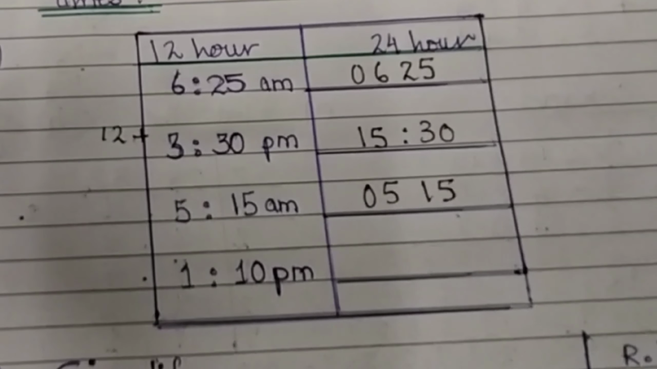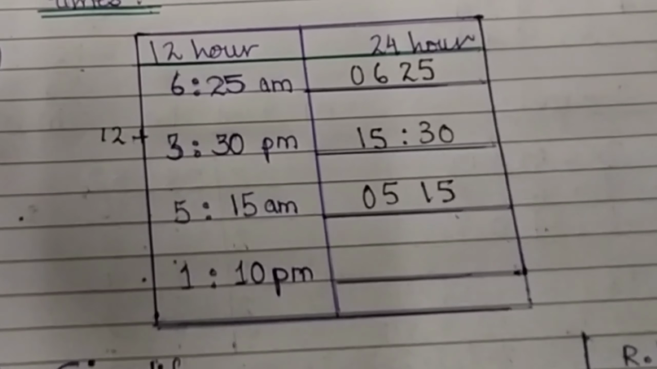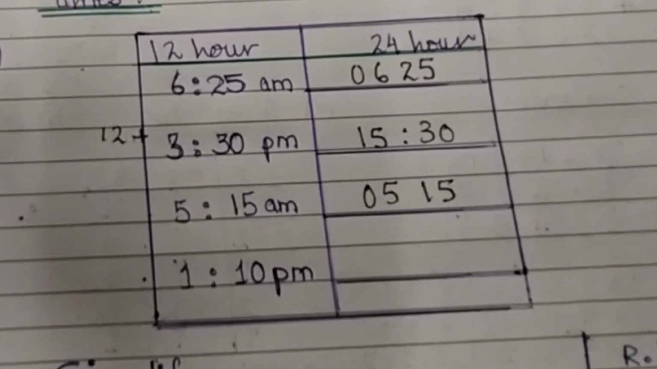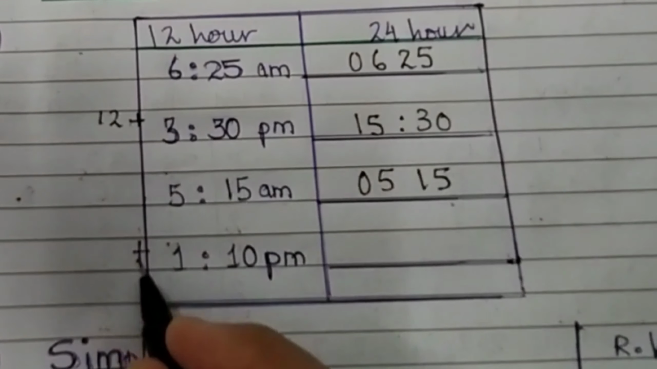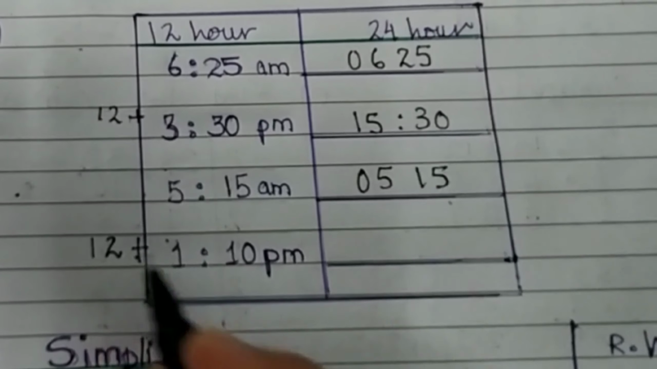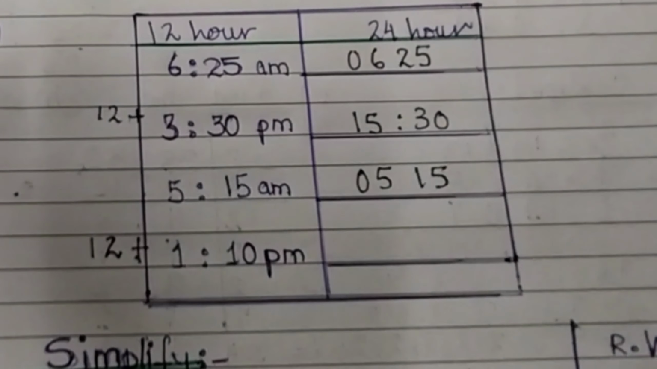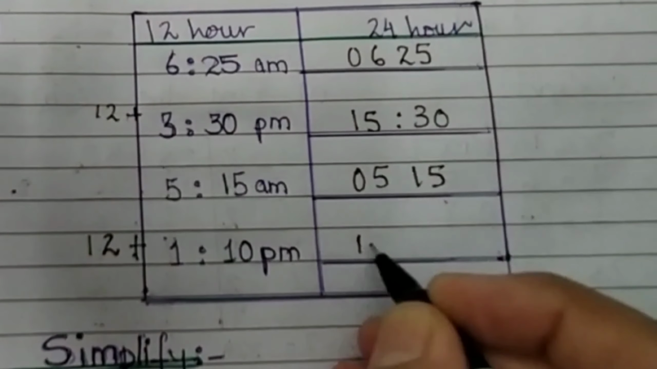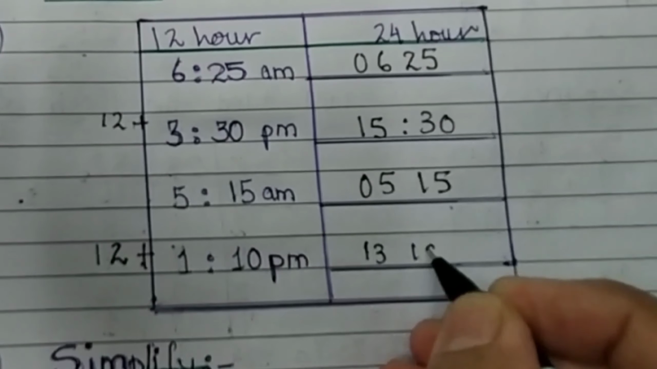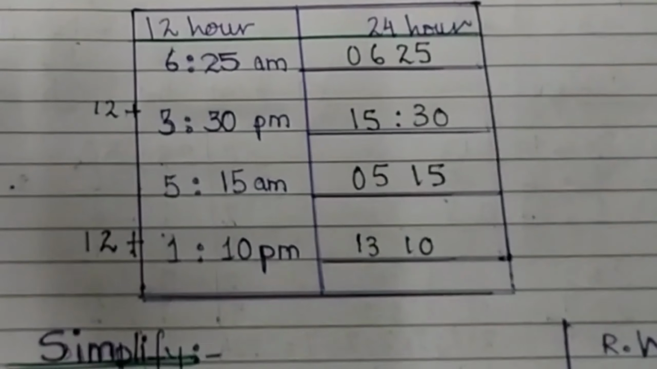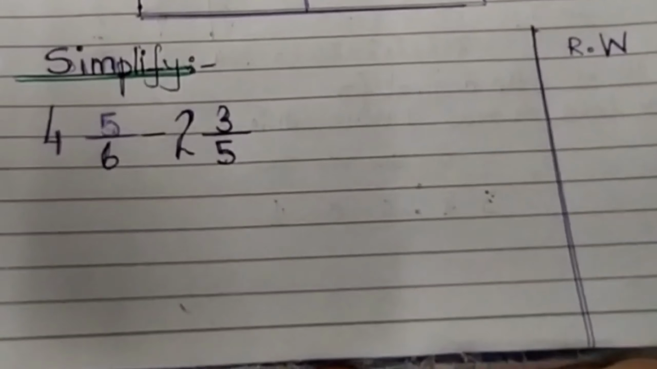1:10 p.m. PM means it's the afternoon time. After 12 o'clock noon, the PM starts. 1:10 p.m., 1 o'clock in the PM, means it is going to be added to 12. 12 hours have already gone, so 12 hours plus 1 gives us 13:10. All right, let's move on to the next question.